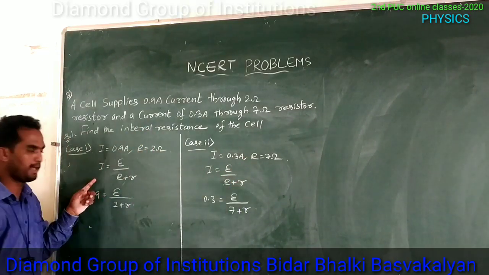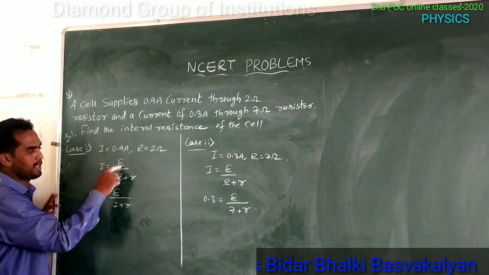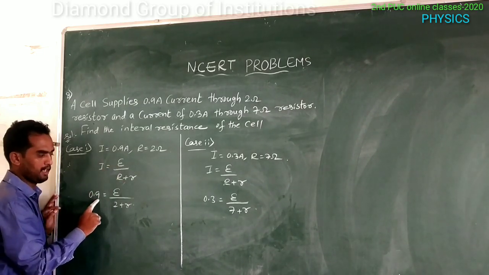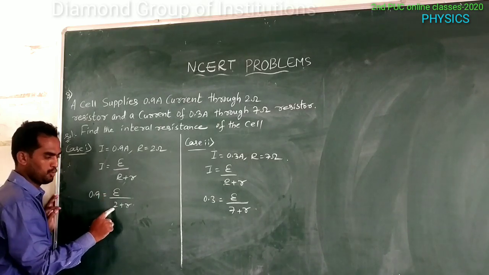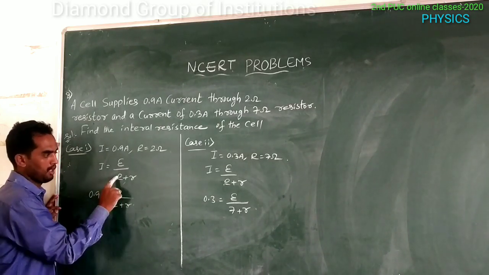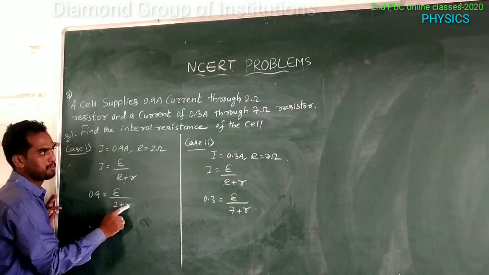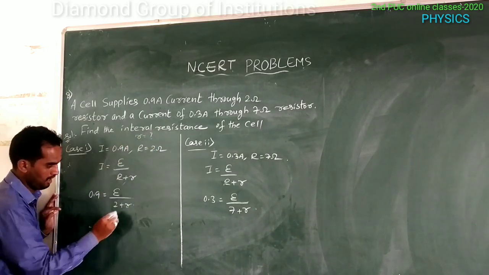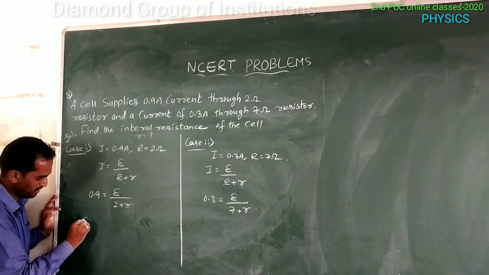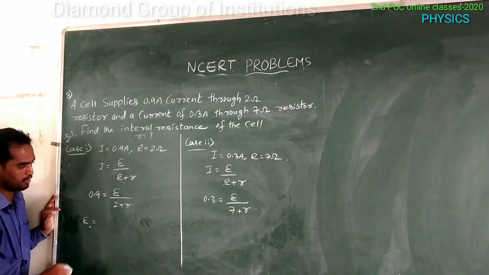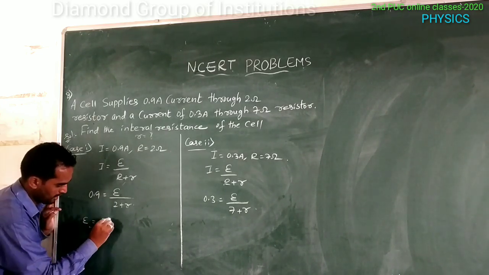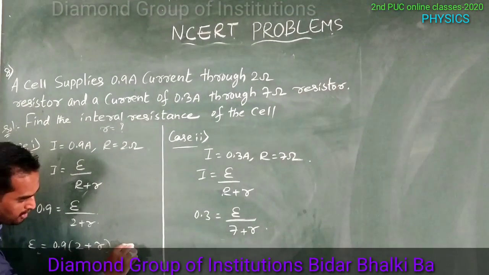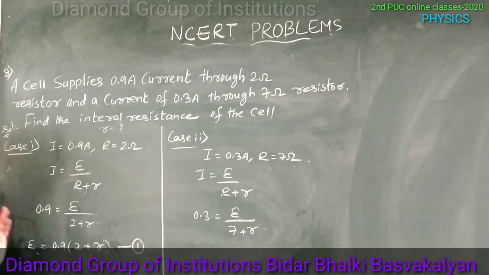And we know the main current formula I equal to E divided by capital R plus small r. What is the I value? 0.9 equal to E divided by 2 plus small r. Capital R value is given, small r value is the question mark. Internal resistance we should calculate. So if you do the cross multiplication, EMF E equal to 0.9 into (2 plus r). It becomes equation number 1.